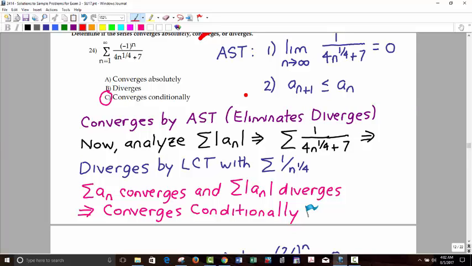Now we have to analyze the series. You look at it without the negative 1 and decide what it's doing. I'm squeezing this in because I don't have enough room here, but you see you have a square root of n on top and an n to the 1/4 on bottom. So we would do an LCT with 1 over n to the 1/4, and that's the right thing to compare it with. But it would diverge because 1 over n to the 1/4 is a diverging p-series. So that makes it diverge. Okay.